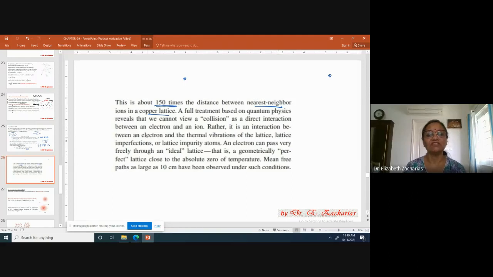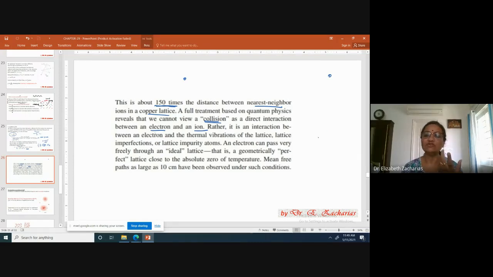Another thing that you should remember is we use the word collision in a very loose sense. We are talking about a collision between an electron and the lattice or the positive ion. But in reality, it is not a collision. You actually need quantum mechanics to understand that it is not really a collision.